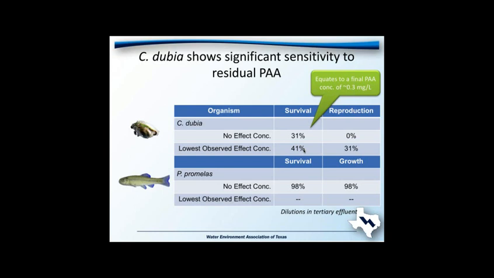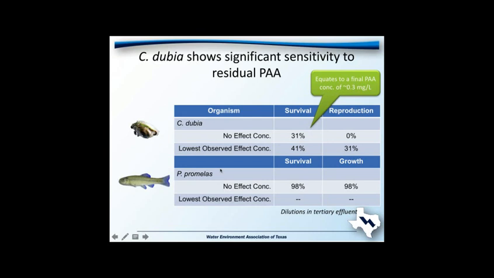So we do see some toxicity of PAA against this Ceriodaphnia dubia. And it also impacts reproduction as well. And that reproduction effect was seen at a concentration of, dilution percentage of 31% of wastewater. And that equivalents to about, if you had 1 milligram per liter PAA and you put in 31% of wastewater, you'd have about 0.3 milligrams per liter PAA affecting this toxicity impact. So we do see some impacts on this water flea.